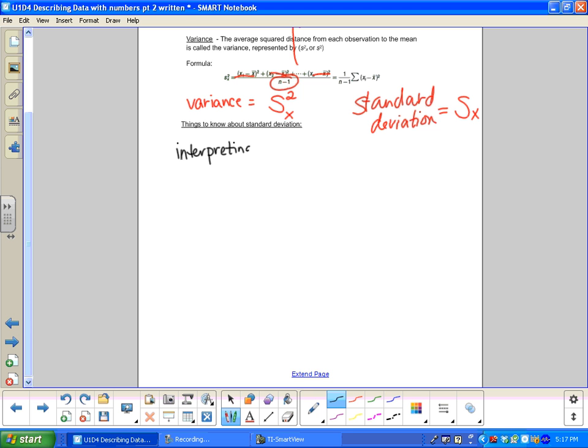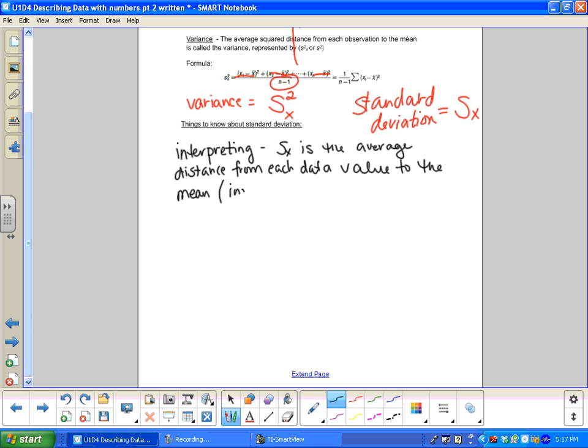So remember, when we interpret something, we always include what it means. So we would say the average distance from each point to the mean, and then we include the context of the problem. So when we interpret, we would say Sx is the average distance from each data value to the mean. But don't forget to include context.